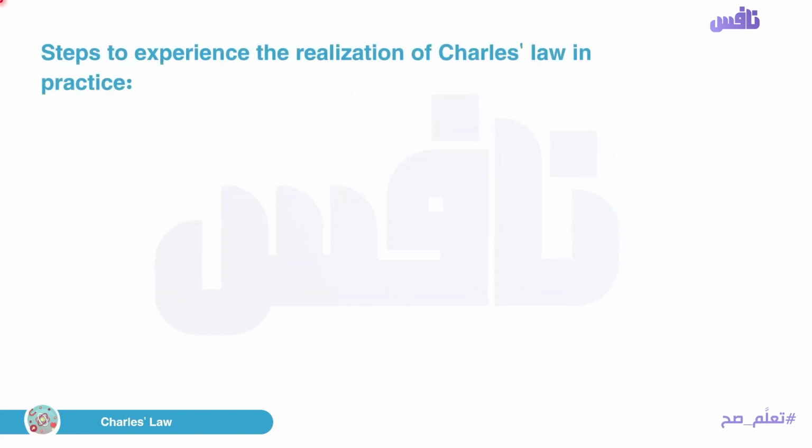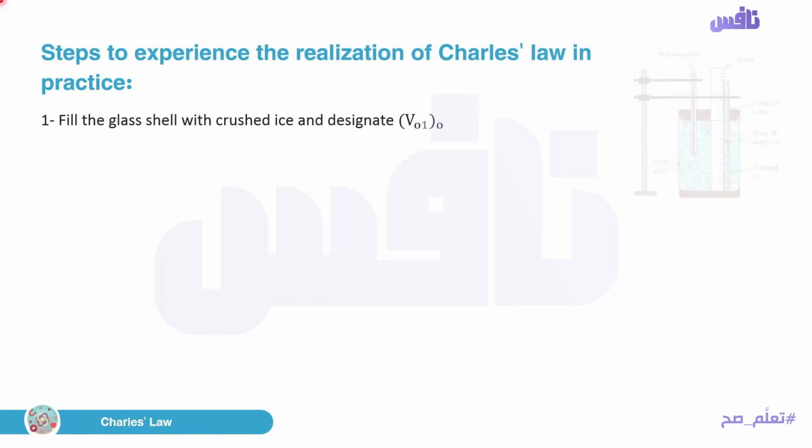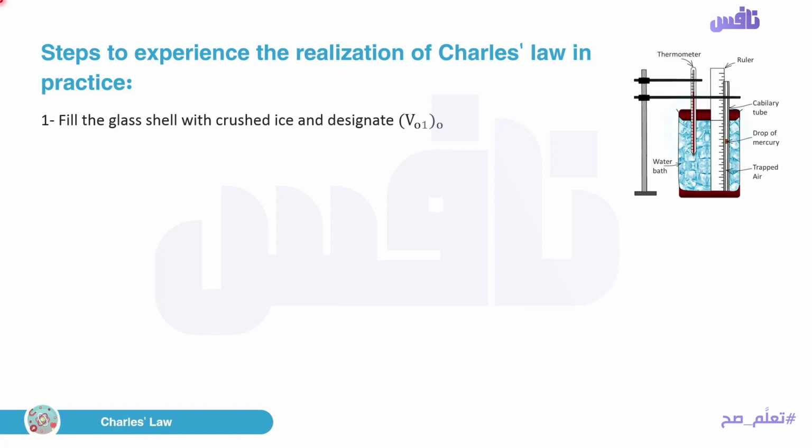So, the steps to achieve Charles' law in practice. Number 1, fill the glass shell with crushed ice and designate the volume V1, which is V naught. Number 2, as you see from the opposite figure, we pass water vapor and designate V100.